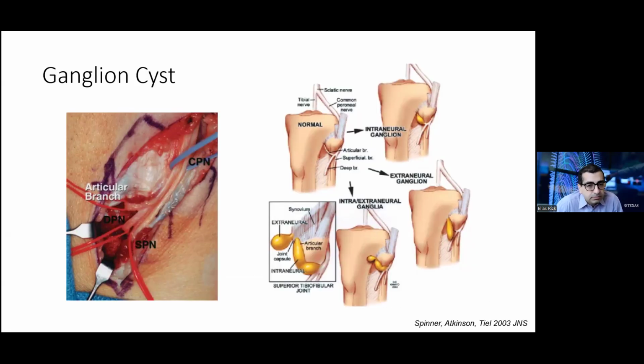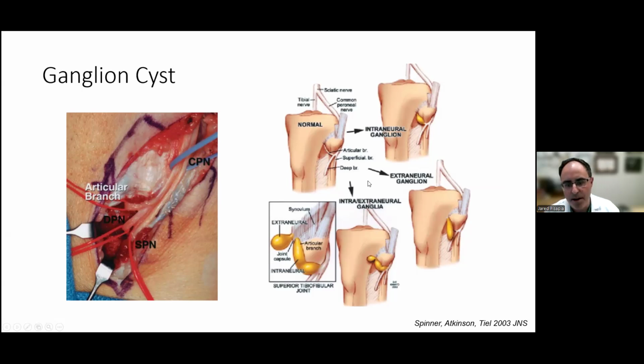You're showing some images here. Can you go over what you're looking at here, if you don't mind? Sure. So this was taken from a paper by Dr. Spinner and colleagues. On the left here, we have an intraoperative view of the different branches of the peroneal nerve at the level of the fibular head and slightly distal. There's usually a small articular branch, which sometimes can be difficult to see intraoperatively. And then we see the deep and superficial divisions.